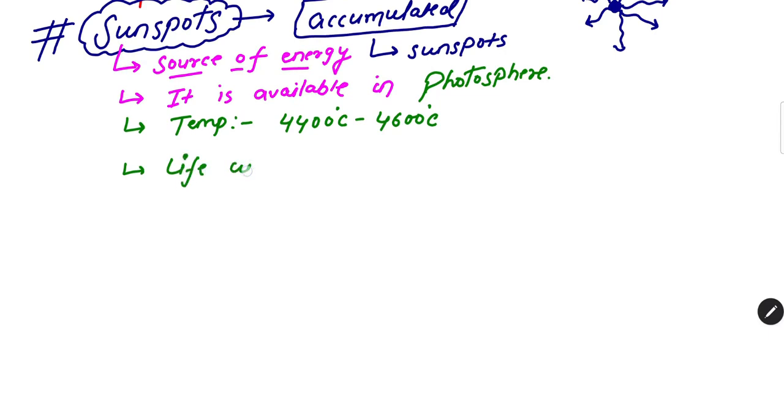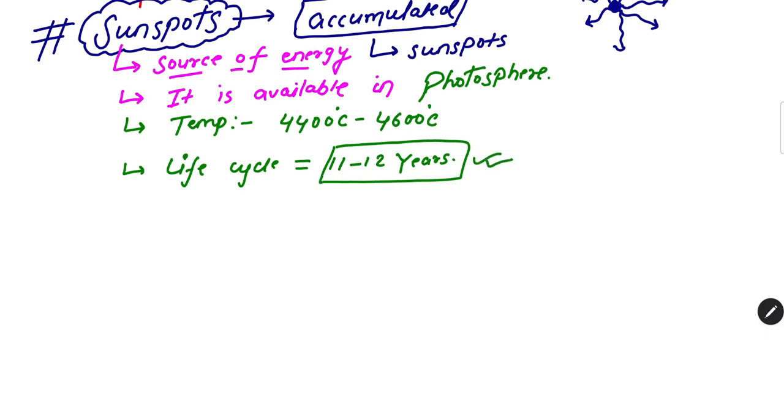Means once it gets formed, its life cycle is approximately 11 to 12 years. Once it gets formed, it will get destroyed after 11 to 12 years. So this is an MCQ based question. So remember these kinds of things. Life cycle is approximately 11 to 12 years.